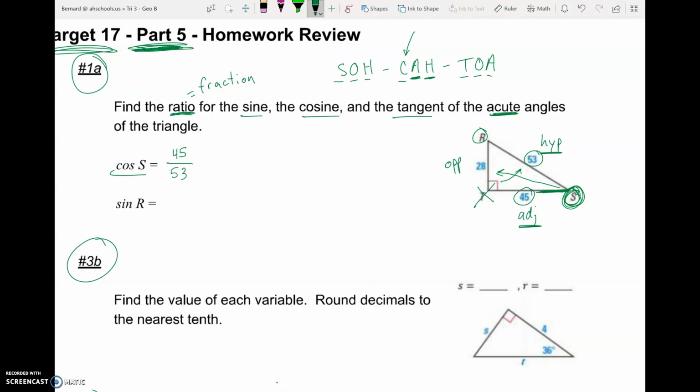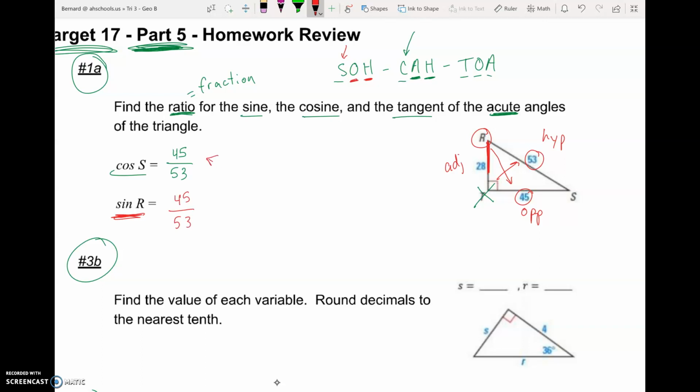All right, now for the next one, it wants sine, but this time it says angle R. So we have to flip angles. So I'm going to clear everything I wrote over here. And the reason is when I flip angles, my opposite and my adjacent change. Now across from R is 45, and that's the opposite side. Hypotenuse stays the same because it's always across from the 90, but now my 28 is my connected side, my adjacent side. And so I want sine, so sine is the S part of SOHCAHTOA, and we're talking opposite over hypotenuse. So opposite from R is 45, hypotenuse is 53. So it's just 45 over 53.